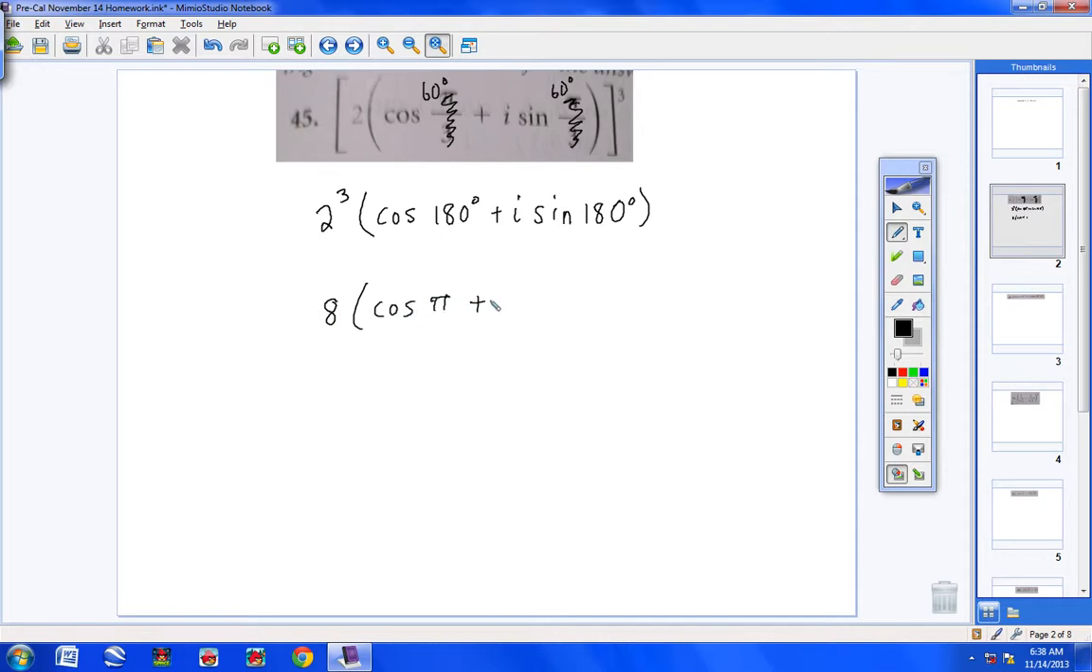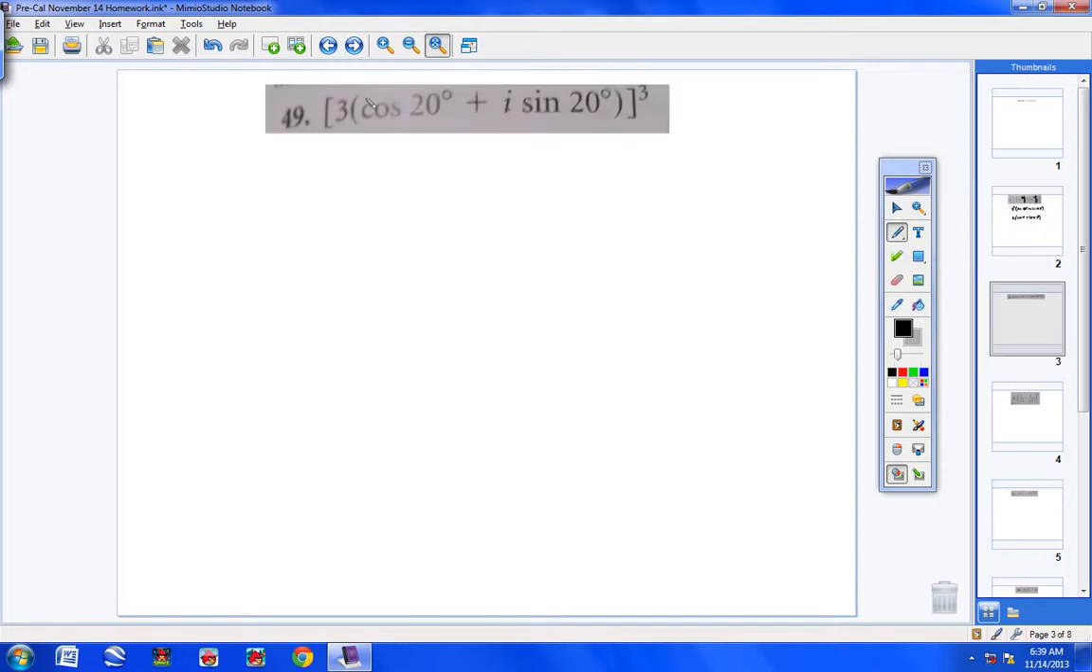So I'm going to convert 180 degrees back over to radians. And we're finished. Where did the 8 come from? 2 times 2 times 2 is 8. And then cosine of pi plus i sine of pi. And we're done with 45. Let's take a look at number 49.